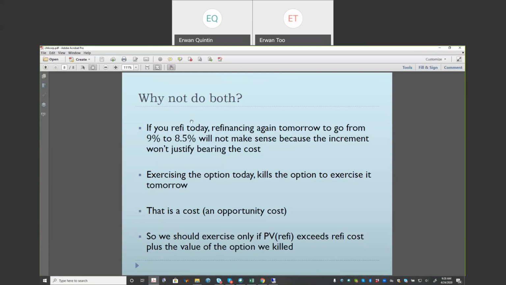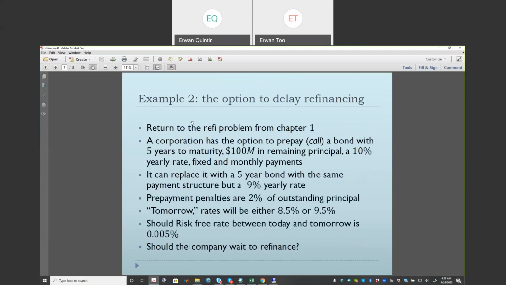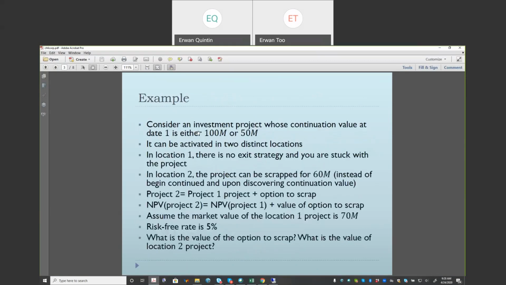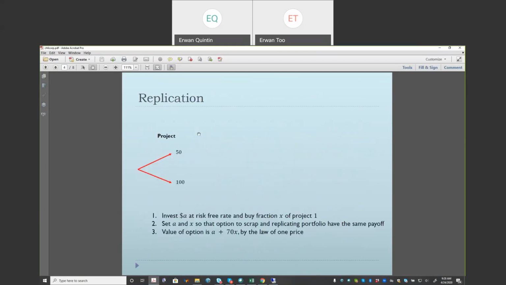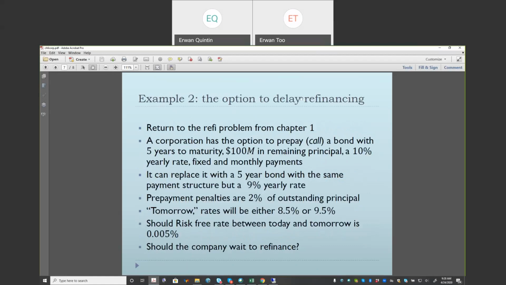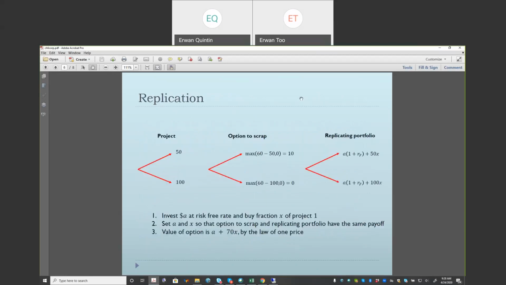I will repeat that, in terms of being ready for my exam, you are only responsible for understanding example number 1 here. I will not test you on the option to delay refinancing. I encourage you to read my notes, but the only parts that will appear on my final exam are calculations having to do with the option to scrap.